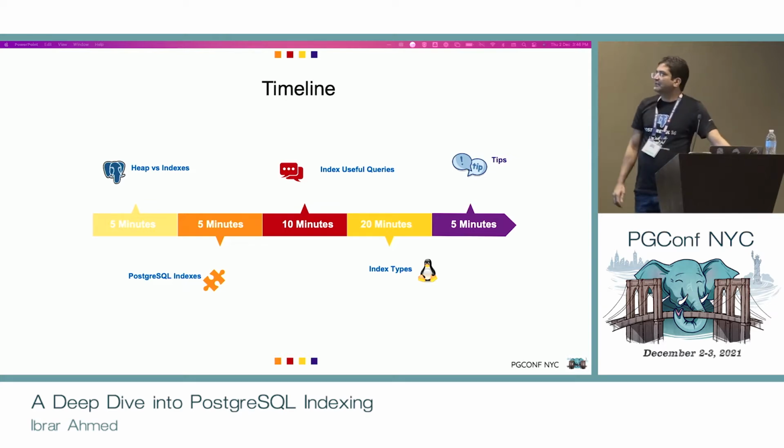So the timeline: initially we will discuss the heap and indexes, how a heap, like a table, works in PostgreSQL, then about indexes. Then we will go to PostgreSQL indexes and spend some time on them. Then some useful queries about indexes, and then we will discuss the types of indexes available in PostgreSQL. Then some tips and tricks and some useful queries, and different things we will discuss in 5 minutes.